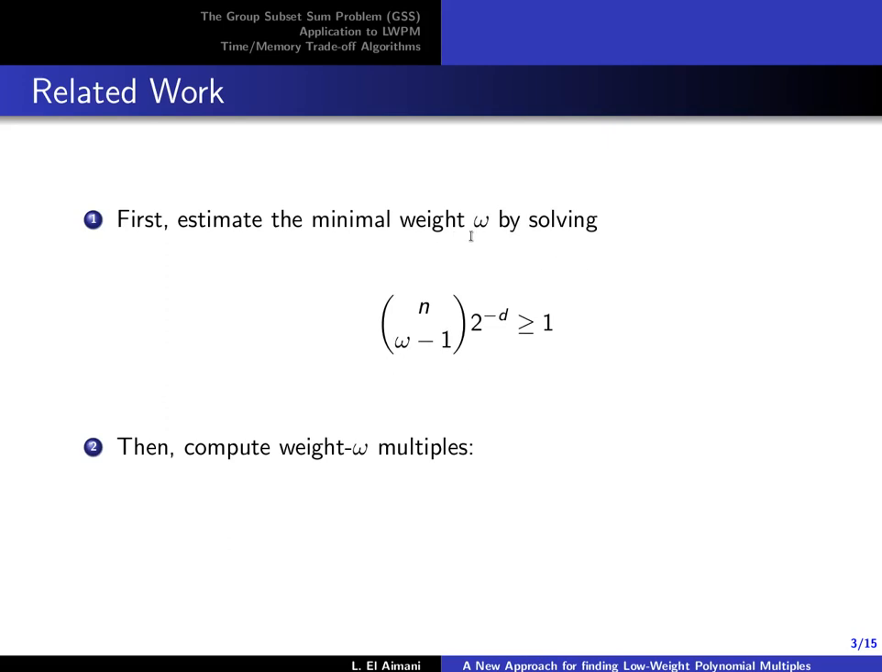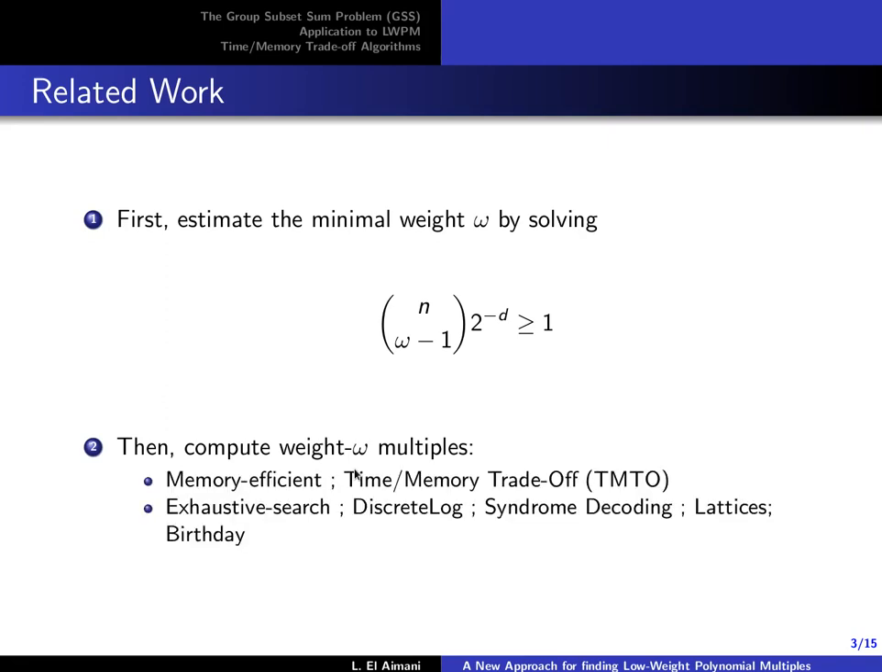Once this weight omega is estimated, one looks for multiples with that estimated weight, using a variety of techniques that can be classified into memory-efficient techniques or time-memory trade-off techniques. Among these techniques, we find exhaustive search, discrete log-based methods, syndrome decoding, lattices, or the birthday paradox.